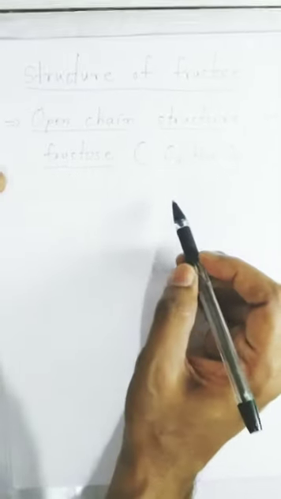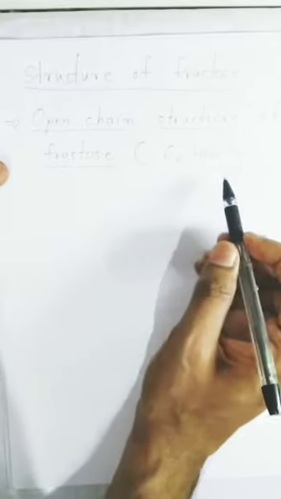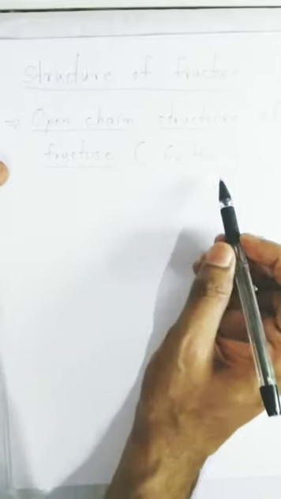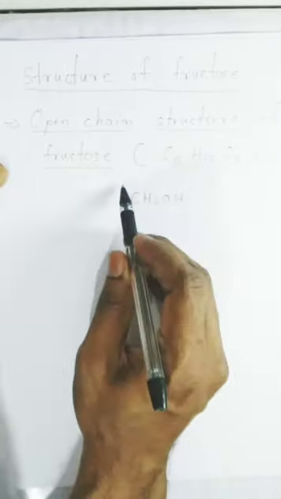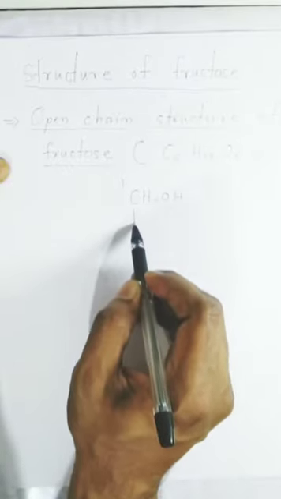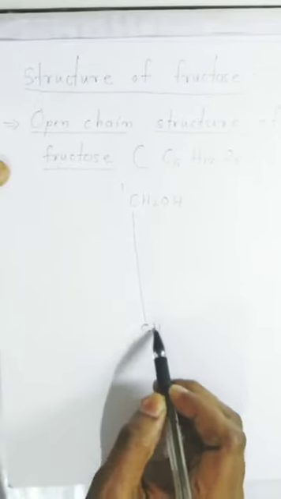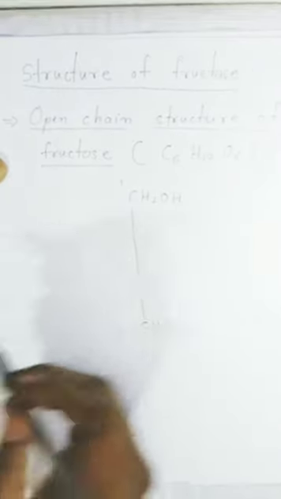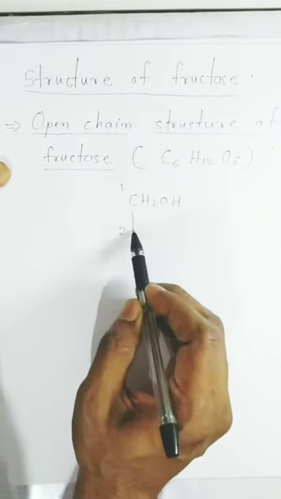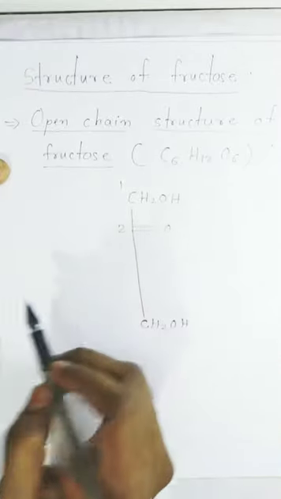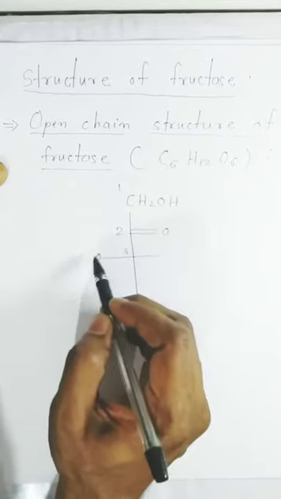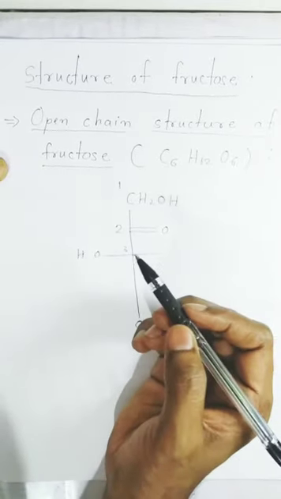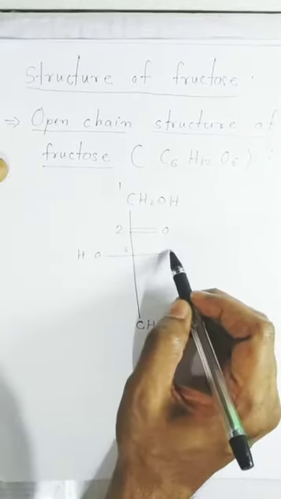Now students, how are we going to write this? We are going to write the structure of fructose. The first carbon is CH2OH. This is the first carbon, and the last, sixth carbon also has CH2OH. Now at the second carbon, students, there will be a ketone group, and at the third carbon you will find the hydroxyl group on the left hand side and hydrogen on the right hand side.